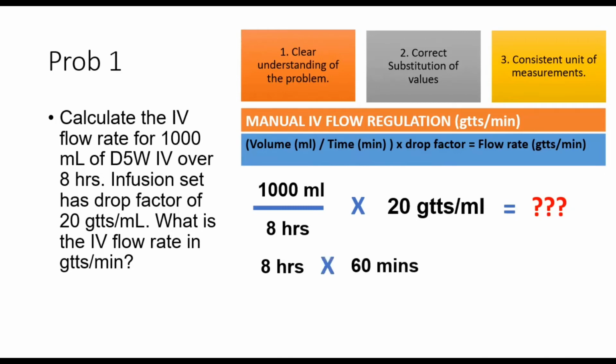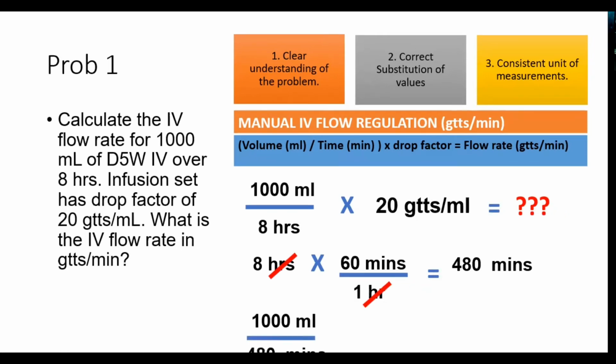So 8 hours multiplied by 60 minutes is equal to 480 minutes. After solving for the equivalent in minutes, we are now ready to substitute 480 minutes in its rightful place. So 1,000 ml, that is the volume of the entire fluid to be infused, divided by 480 minutes, that is the time of infusion, multiplied by the drop factor, 20 drops per ml, will give you 42 drops per minute. That is so easy, having observed the 3 requirements for drug calculation.